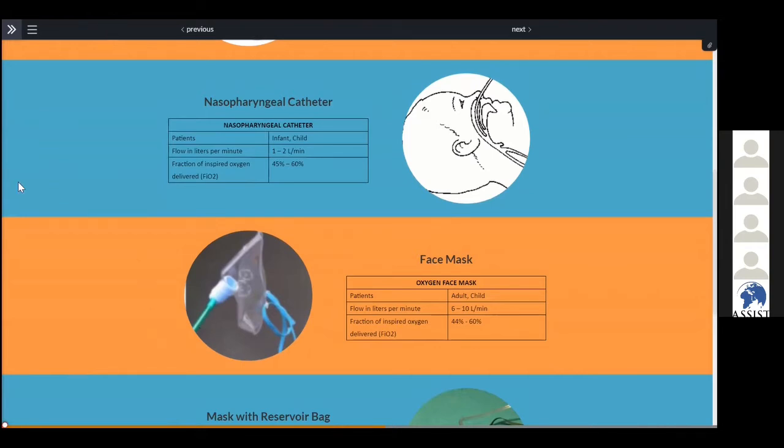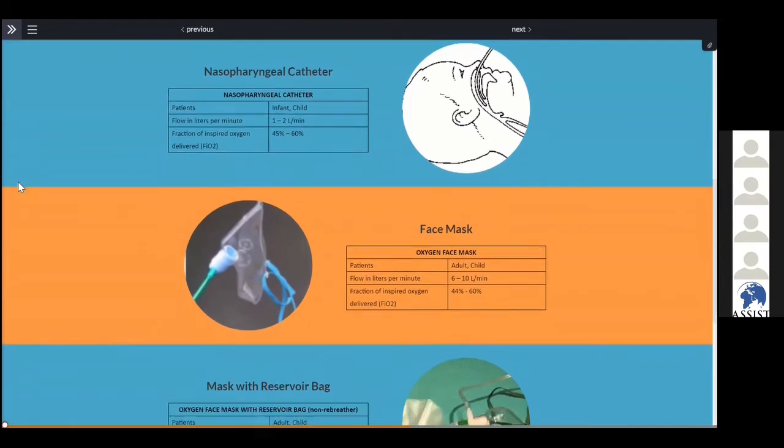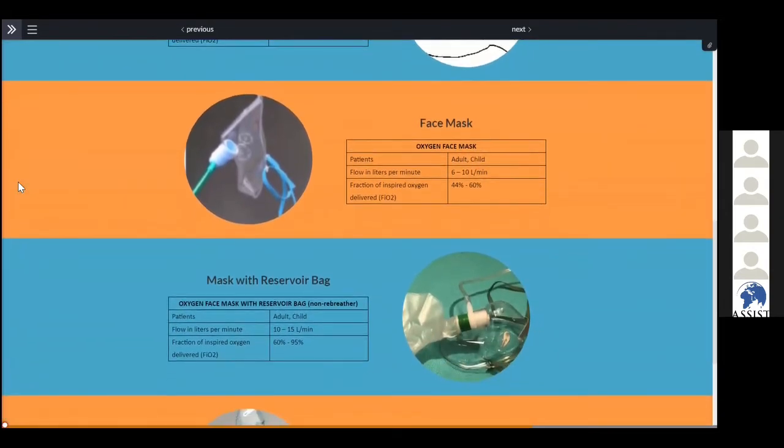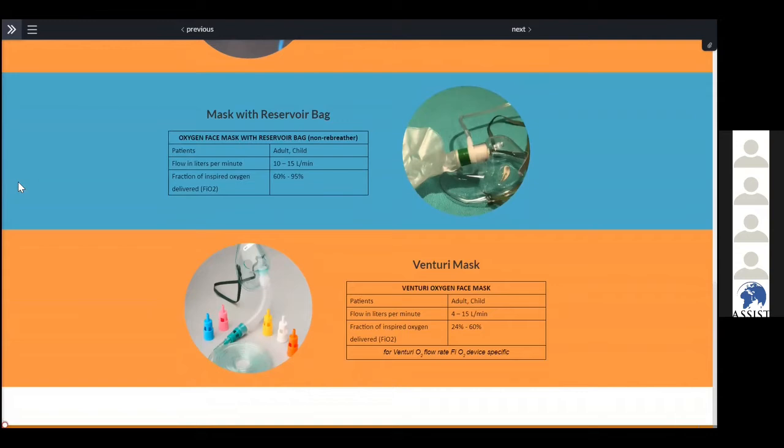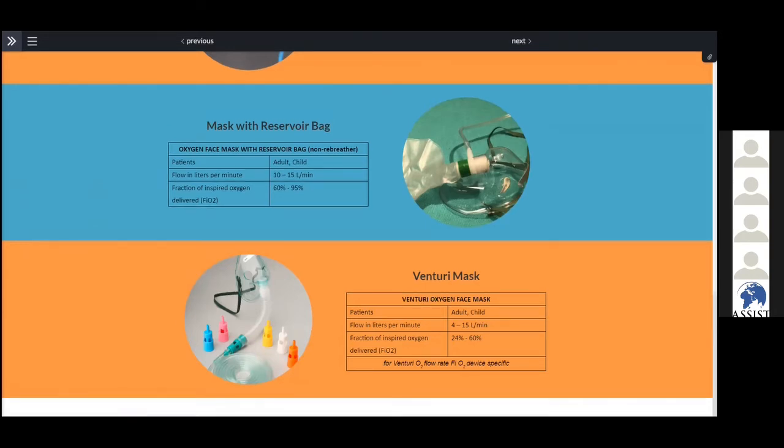And the last one, which is also available in our settings, is a mask with reservoir. You can achieve FiO2 up to 95% on 15 liters. But again, as Jean-Paul said, remember if someone is saturating well above 96, go down to the lowest FiO2 you need to achieve that saturation. Ventilator masks are not always available, and we need to be aware of the FiO2 you can achieve, between 24 and 60%.